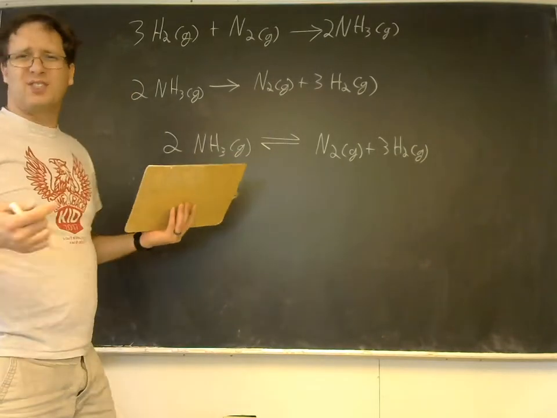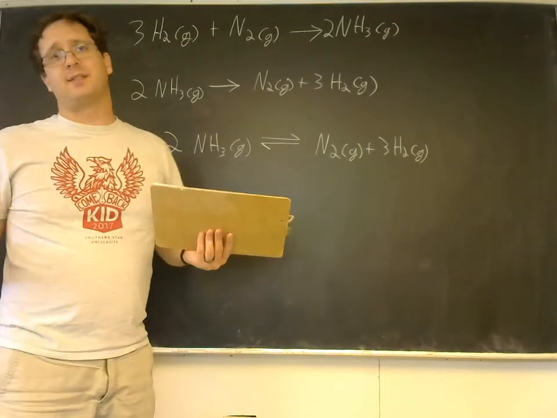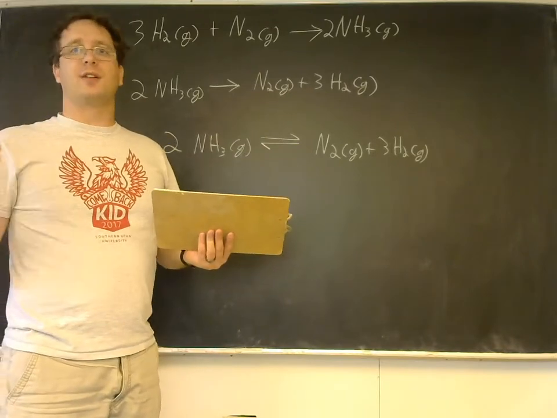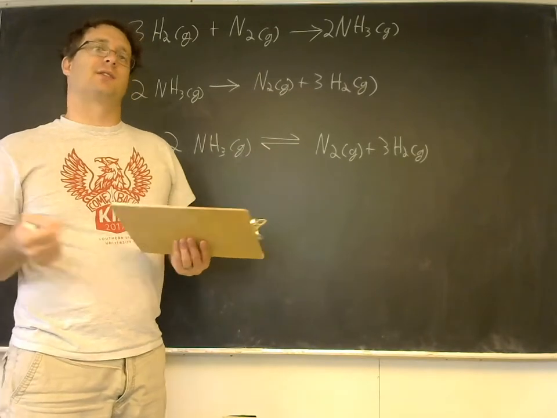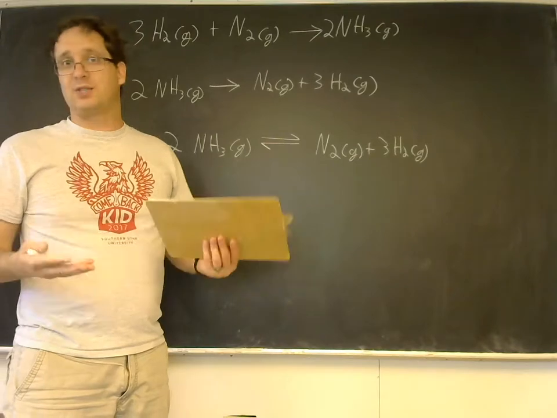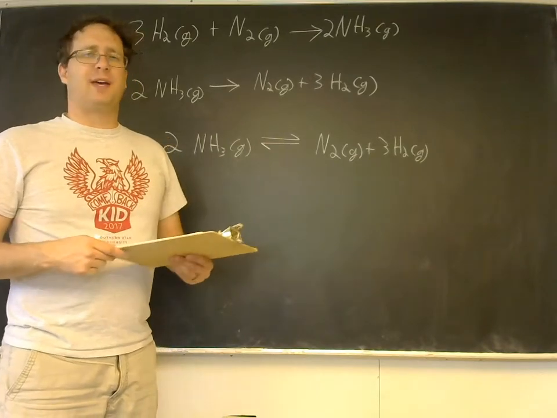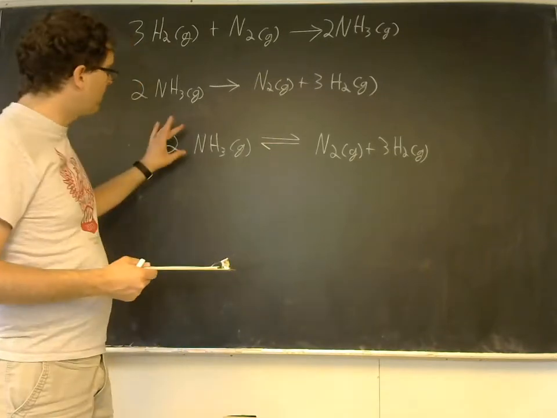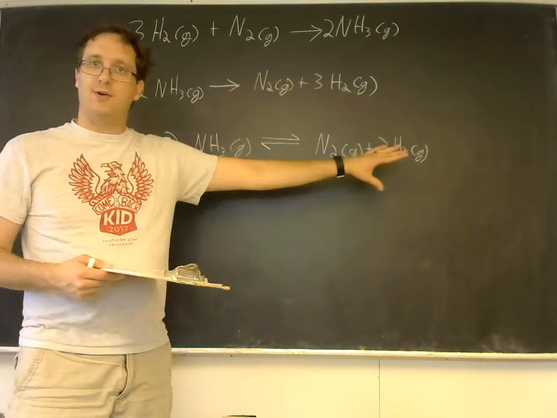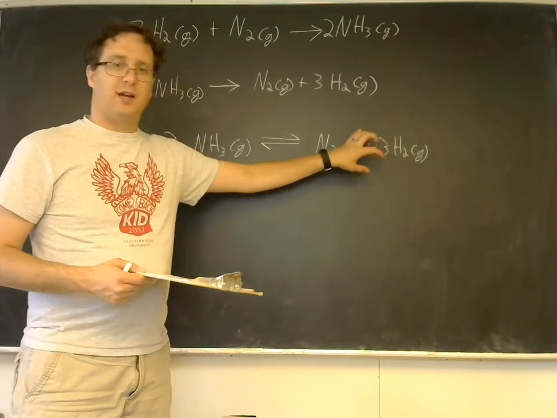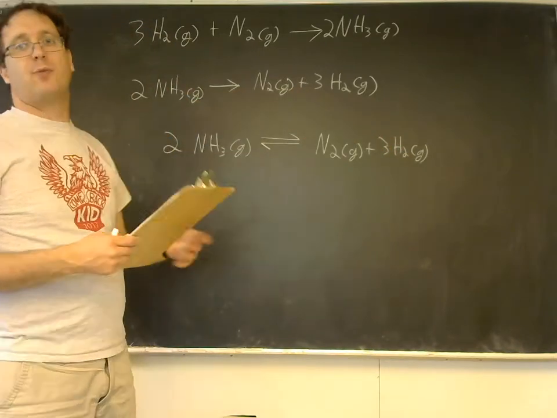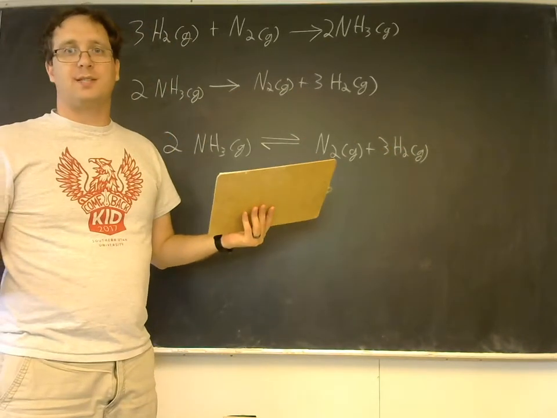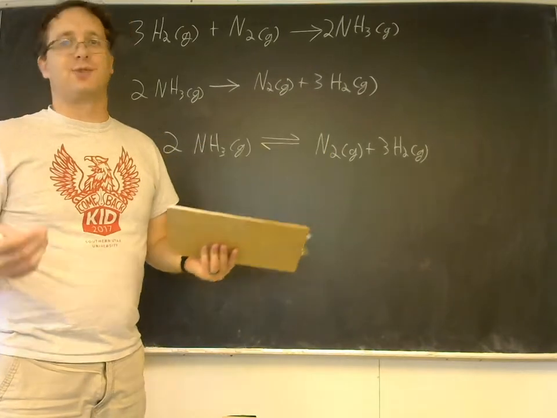I want to stress that equilibrium is a dynamic state. Even though the concentrations of your reactants and products remain constant once you reach equilibrium, that doesn't mean that nothing is happening on the molecular level. You're still going to have ammonia breaking down, and you're still going to have hydrogen and nitrogen combining to form ammonia. It's just those two processes have equal rates, and so they balance each other out.